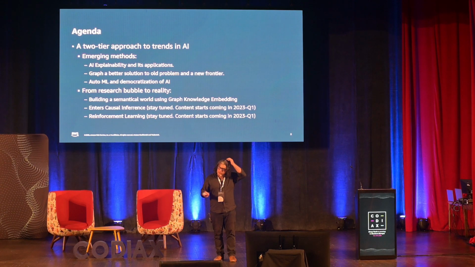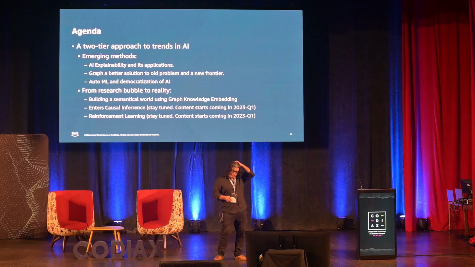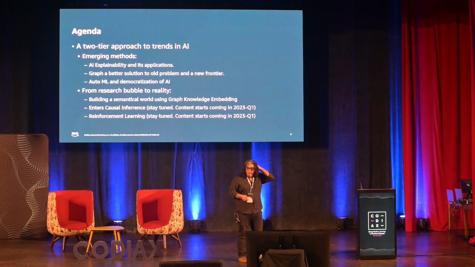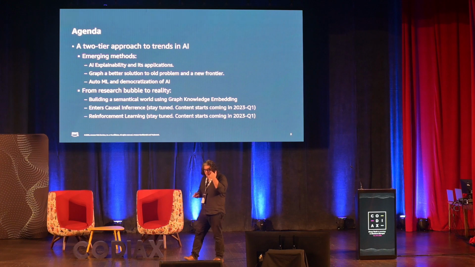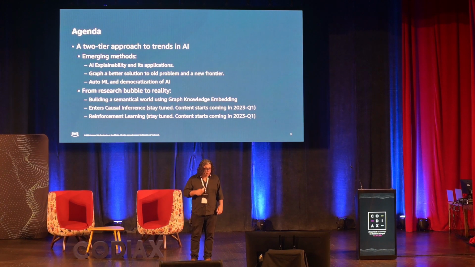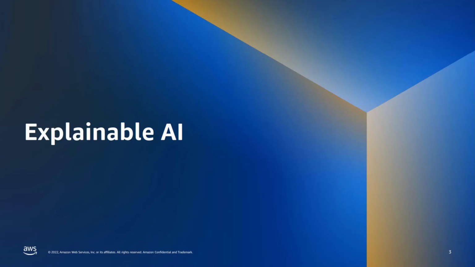The rest of them we don't have time for, but stay in tune, because by the end of Q1 I'm going to have a lot of material coming out of both reinforcement learning and causal inference to be published. So today we're going to take a look at AI explainability, some basic methods, a very rudimentary look, as well as looking at the graphs. Hopefully we have time for it.